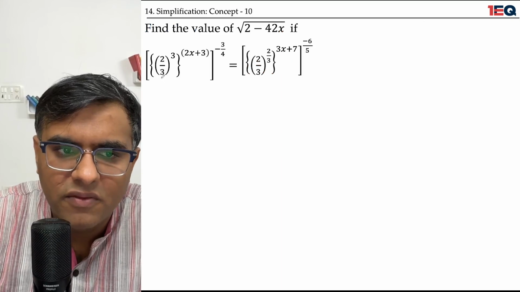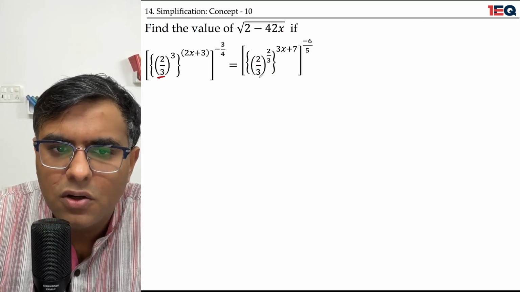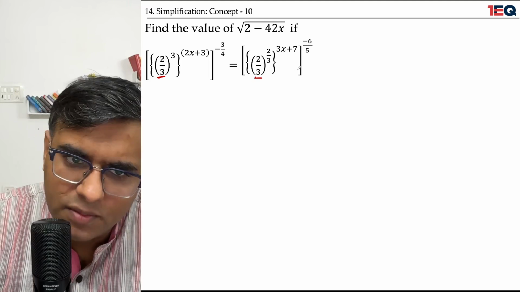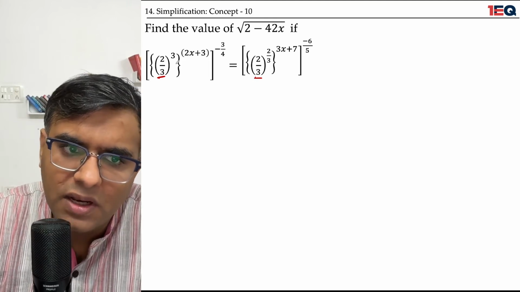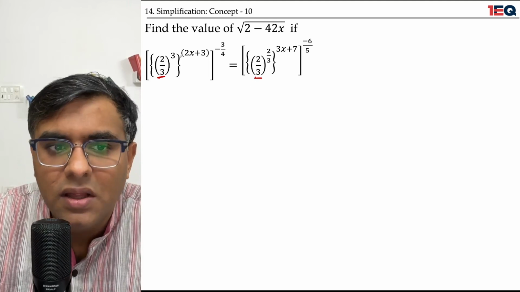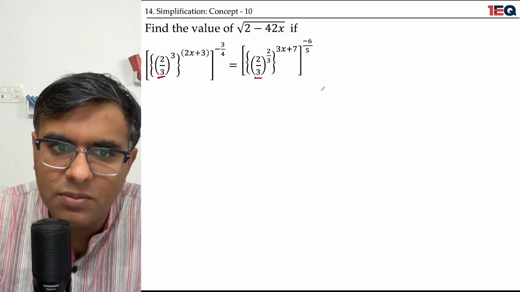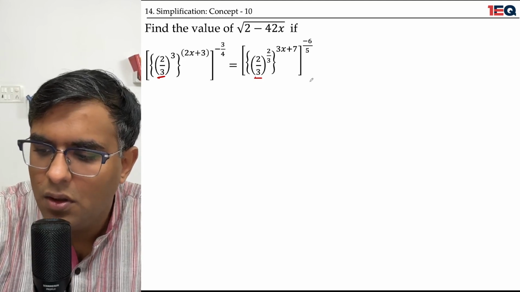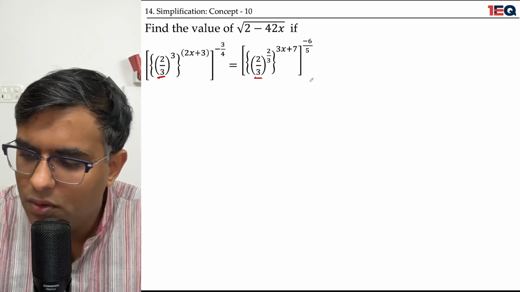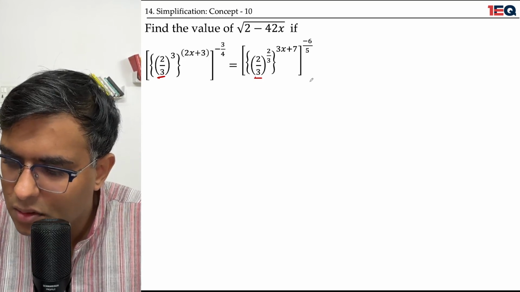See the standard form where we are coming from. 2 by 3 is a common base. When the bases are common and the equation is supposed to be equal, then all the powers are equal. All the operations inside the powers are supposed to be equal. Now see this.